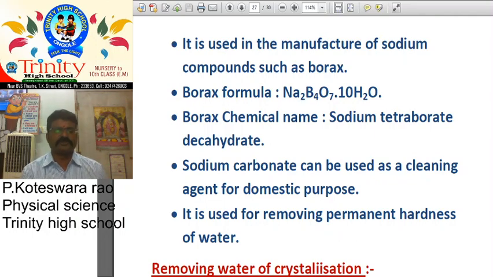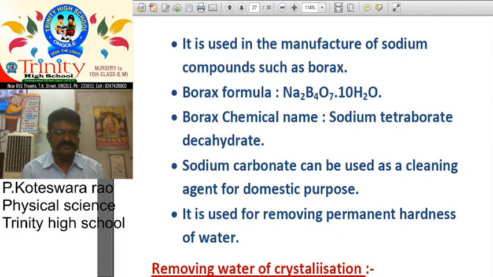And then, what are the uses of washing soda? We already told that it is especially used in glass, paper and soap industries. Second, it is also used in manufacturing of sodium compounds such as borax. What is the formula for borax? Na2B4O7·10H2O. What is the chemical name of borax? Sodium tetraborate decahydrate. Next, sodium carbonate is also used as a cleaning agent for domestic purposes. And last, it is used for removing permanent hardness of water.